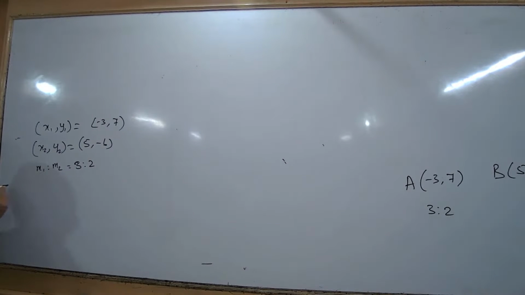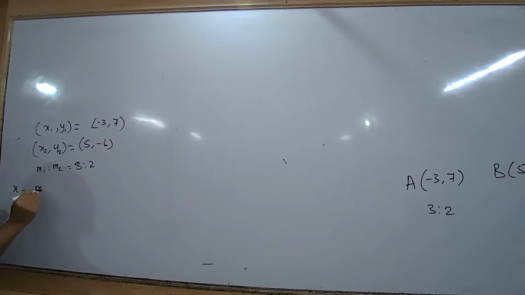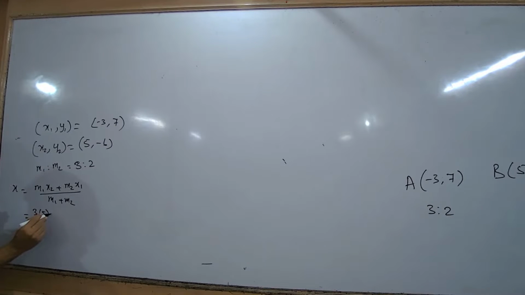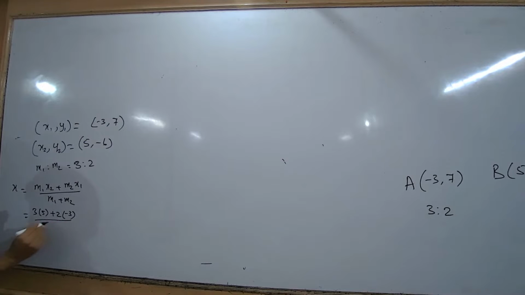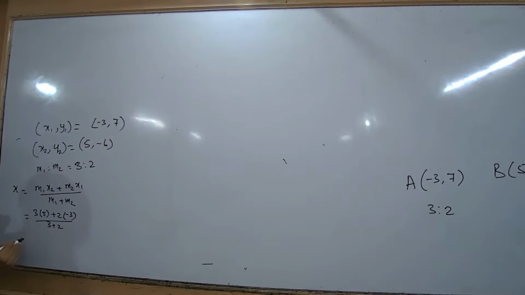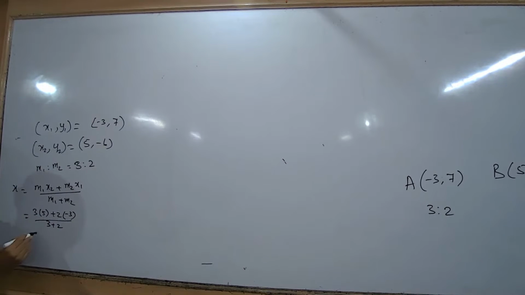So x is equal to m1 x2 plus m2 x1 divided by m1 plus m2. Those who did not get it, listen over here, it is a direct question. So 3 times x2, which is 5, plus 2 times minus 3, upon 3 plus 2. That is equal to 15 minus 6, that is 9 divided by 5. This is the value of x.